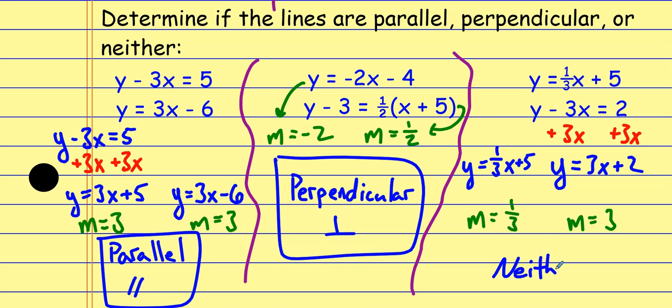Okay? And this is the one that students always get mixed up on. They see those reciprocals and they say perpendicular. But remember, it has to be opposite reciprocals. Okay? If you look at the previous example, those are reciprocals, but one's positive, one's negative. Okay?